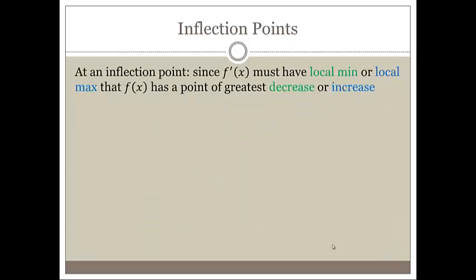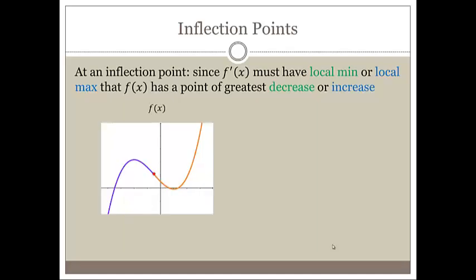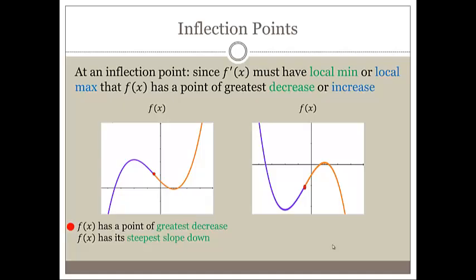Let's now look at this idea graphically. In the case where f of x has an inflection point and we change from concave down to concave up, then f of x has a point of greatest decrease. That is, f of x is decreasing most rapidly at the inflection point. In other words, f of x has its steepest slope down. On the other hand, if f of x changes from concave up to concave down, then f of x has a point of greatest increase. That is, f of x has its steepest slope up.